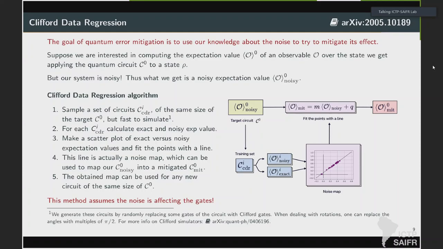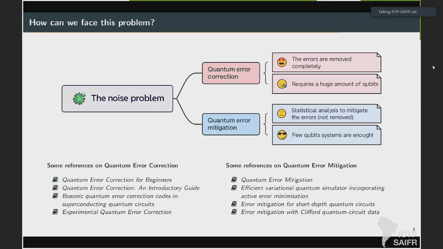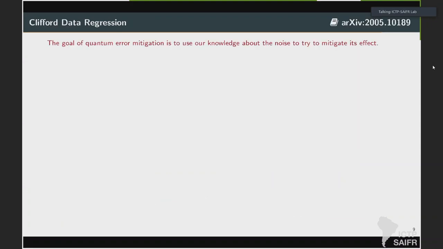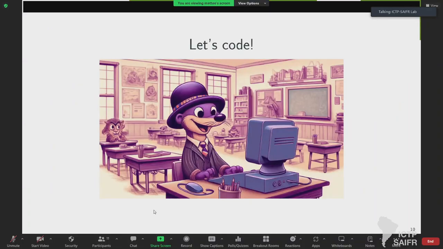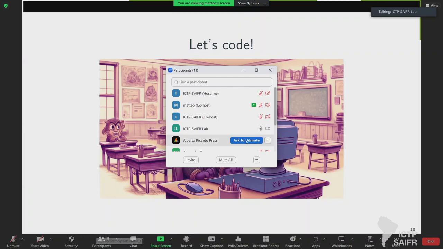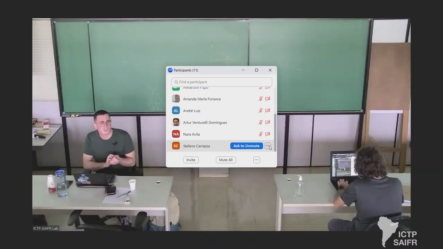There are many techniques. These are post-processing techniques, but you can navigate. I think you have enough material here; in particular, the first one is a review of quantum error mitigation. It's full of techniques about quantum error mitigation. Okay, so I think this is enough for the theoretical introduction. If you have any other question.